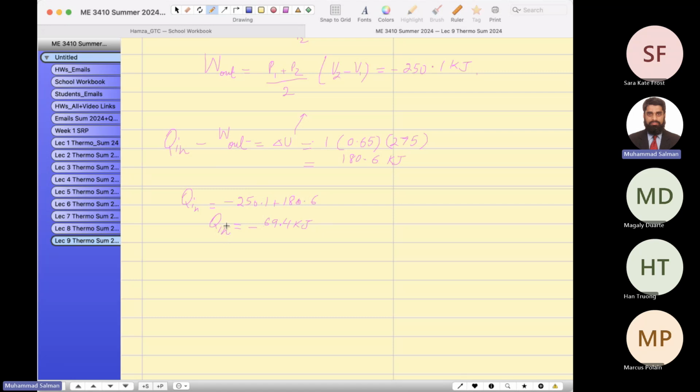Q in, if it is negative, it means heat rejected. It is not being supplied. It makes sense. So this would be Q out because of the negative sign.